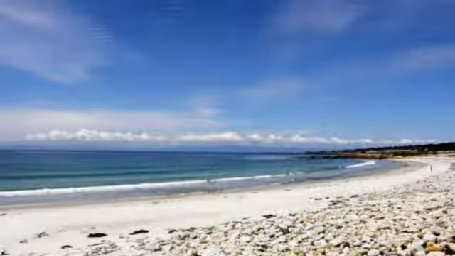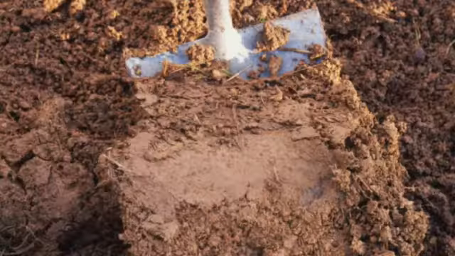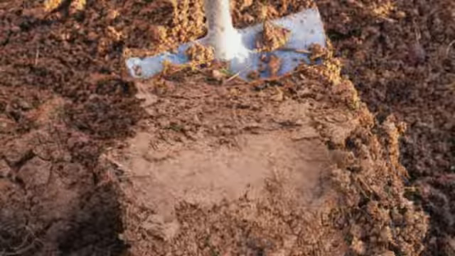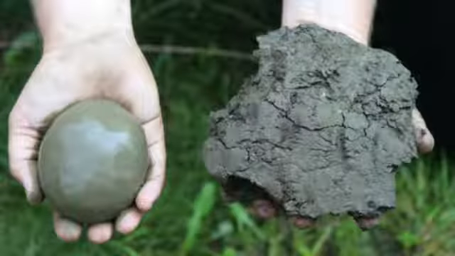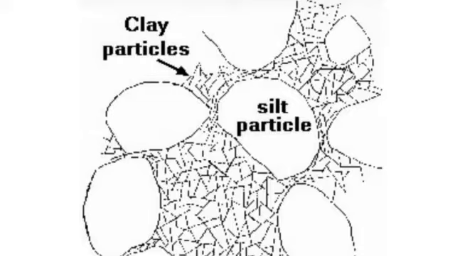Now, let us move ahead to the next one, that is clay soil. Clay soil is brown in color. It has very fine particles which stick together. It can hold more water in it. Therefore, it is sticky. This soil contains a lot of mineral salts.